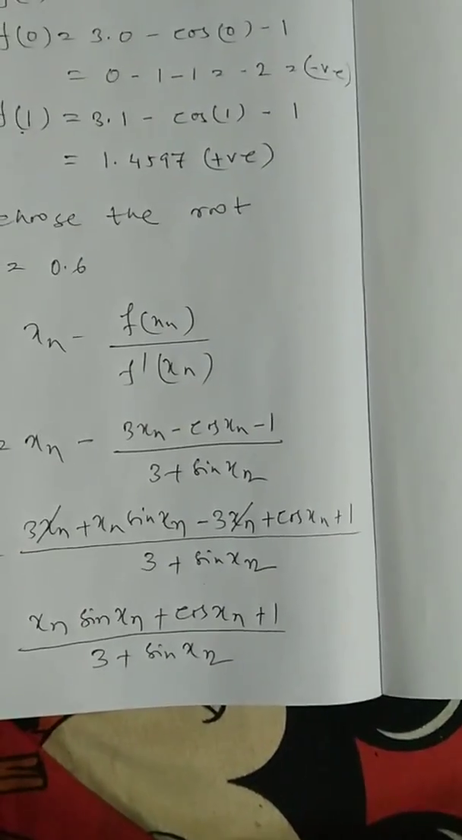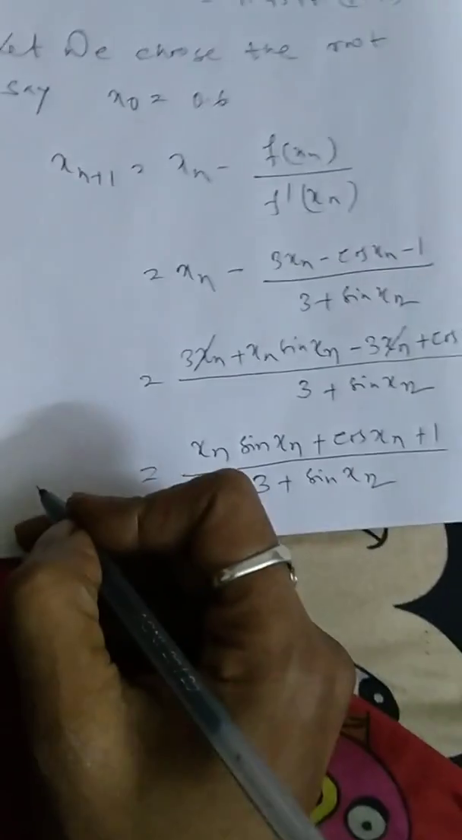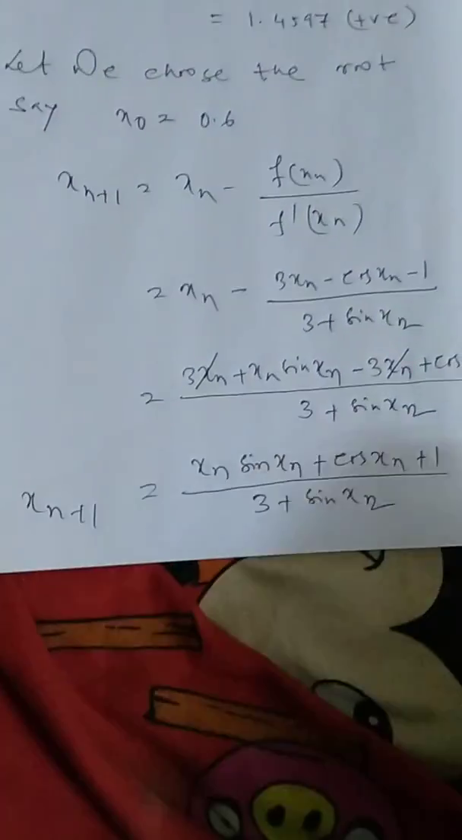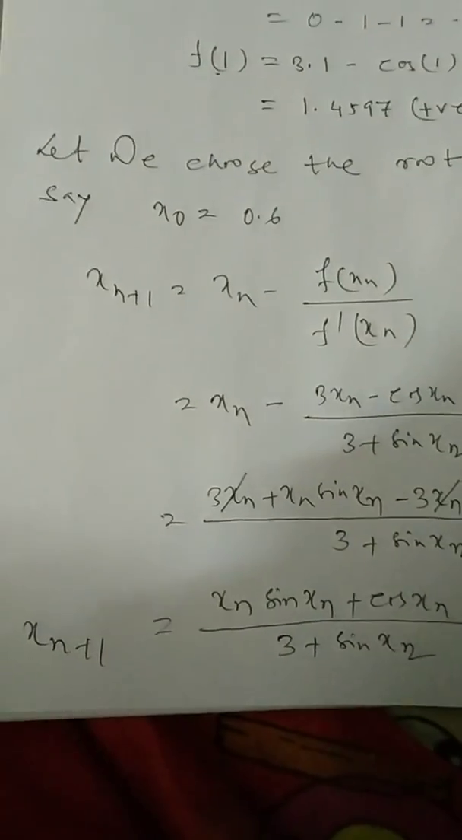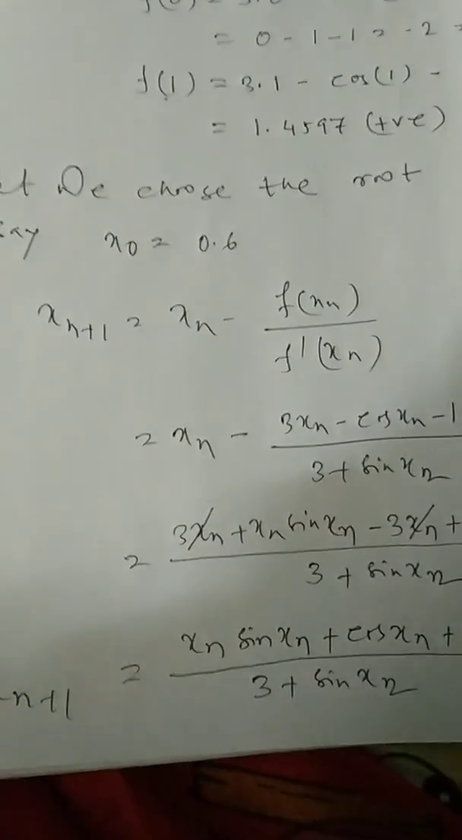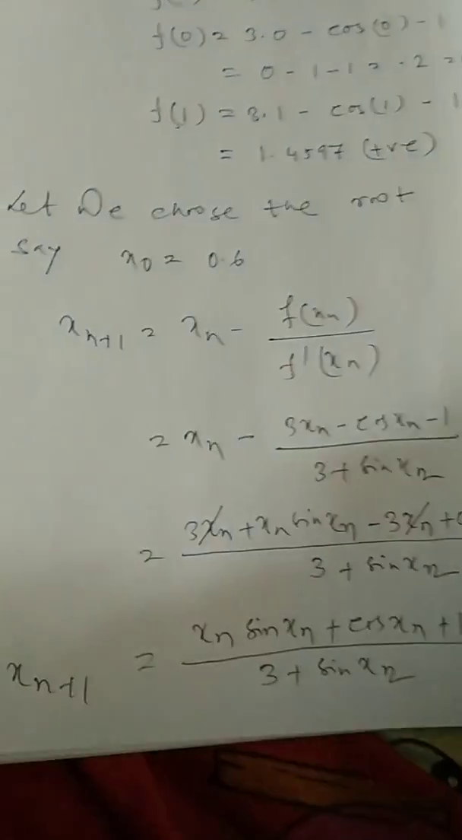Now we directly put x0 here. In the left hand part is x of n plus 1, so we will find x1. That means for x1 we have to put n equals 0 over here. That means x of 0 plus 1 is equal to x1. So we put n equals 0 over here.